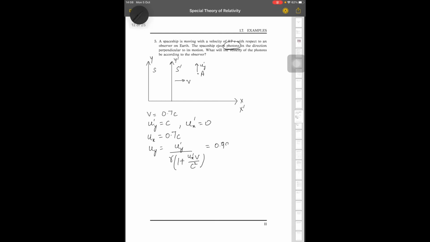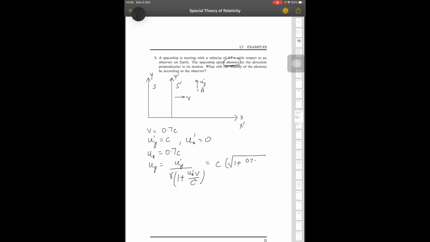In this question we have c into root of 1 minus (0.7 c by c) whole square upon 1 plus 0, which is equal to c into root of 0.51, which is equal to 0.7141 c.